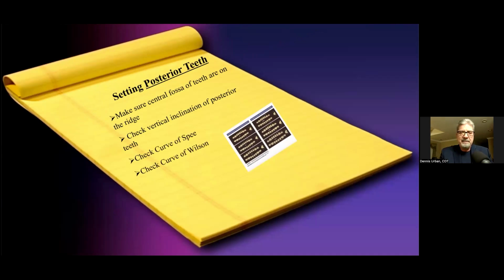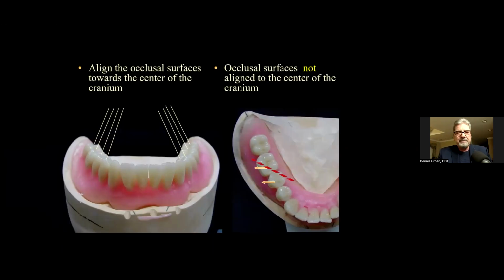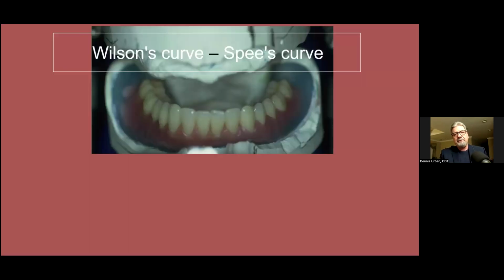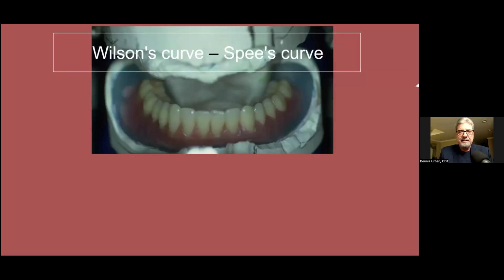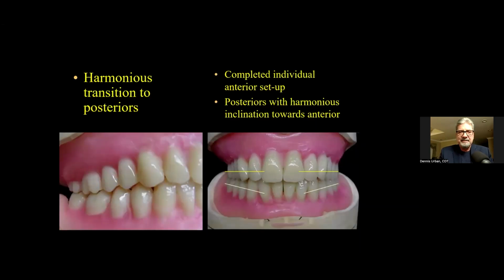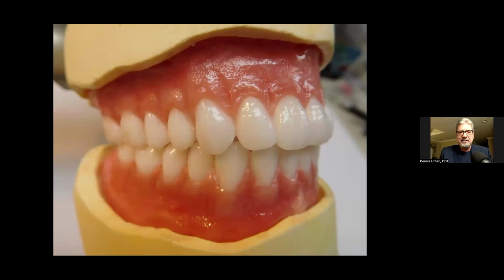Check your curve of Spee, which is from anterior to posterior, and check your curve of Wilson from buccal to lingual. Okay, so we want to align those occlusal surfaces towards the center of the cranium. The only time I don't do that is when I'm setting a lingualized occlusion, and I want that lingual cusp of the upper going into the central fossa of the lower, offsetting any stress on the implant or on the ridge. So there's your curve of Wilson, and there's your curve of Spee. All right, and there's a nice harmonious transition to the posteriors.